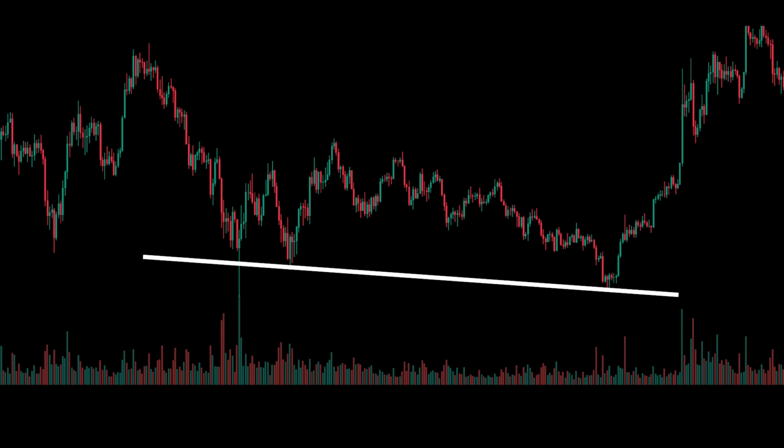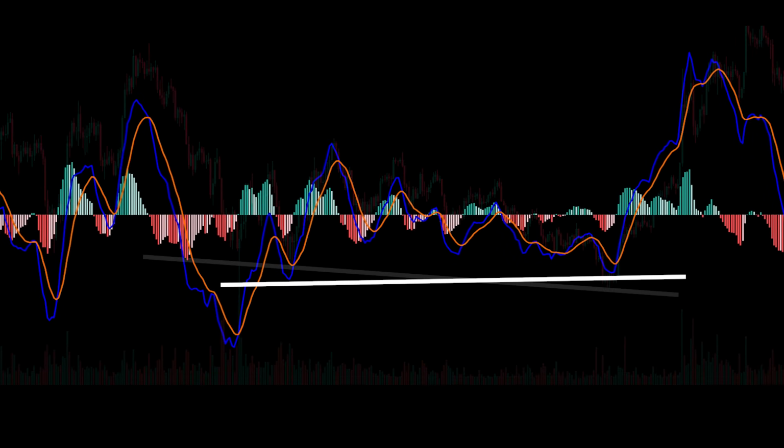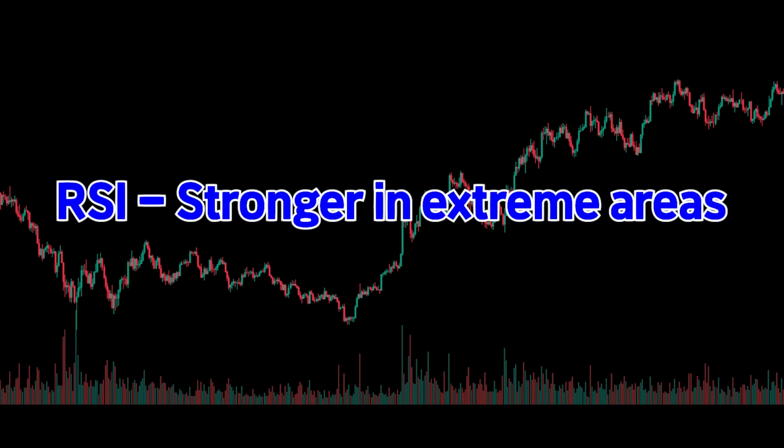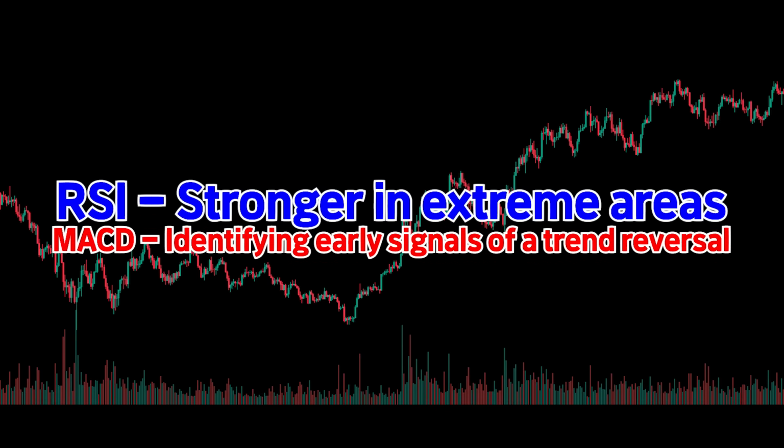Bullish divergence is a buy signal. Price makes a lower low, but MACD makes a higher low. Selling pressure is drying up, and momentum is quietly building from the bottom. RSI divergence tends to be strongest in extreme overbought or oversold zones, above 70 or below 30. MACD divergence works without those zone restrictions and is better for catching early trend reversals.